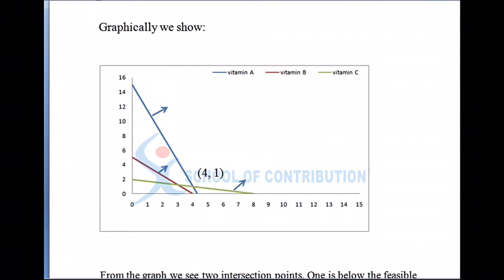Now once we pinpoint the solution area or feasible area, we can go on to solve our problem, or find our maximum or minimum cost, the food cost.